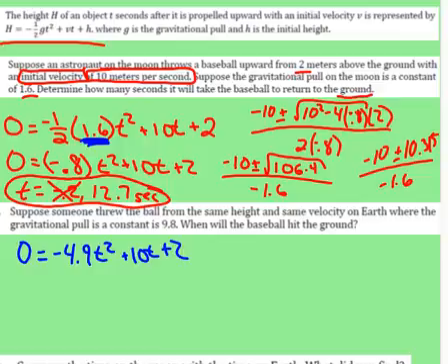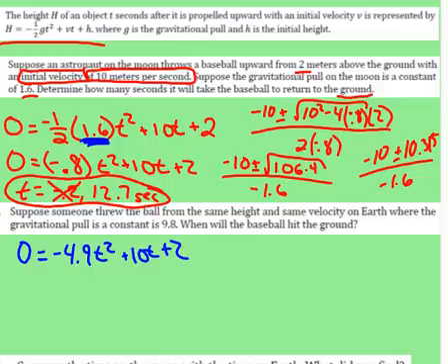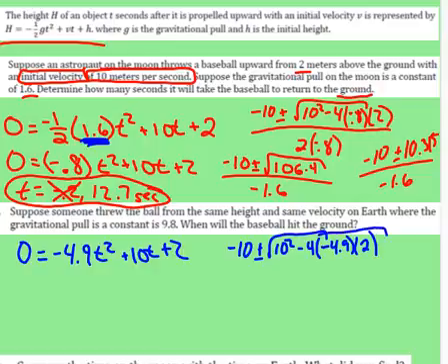Right? Those are the only things that change in that equation. So, there you go. Now I'm looking at this, with the same height, same velocity on Earth. So, let's do this: negative 10 plus or minus the square root of 10 squared minus 4 times negative 4.9 times 2, all over 2 times negative 4.9.